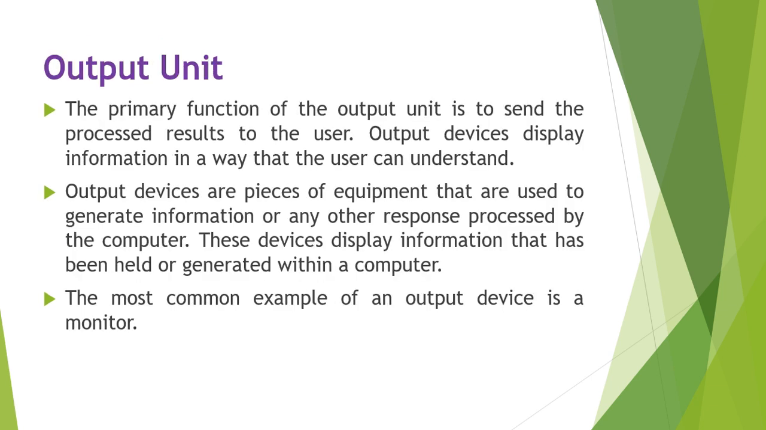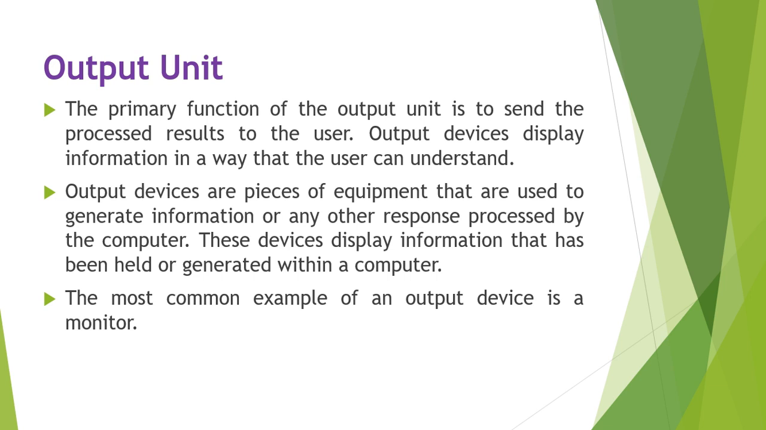The last one is the output unit. The primary function of the output unit is to send the processed result to the user. It means after processing the data, the computer gives information to the user as a result through different output devices. Through the output devices, the machine level language is again converted into a normal human understandable format or English language so that the user finds the actual result of the given problem. After conversion, the output unit displays the data to the user.